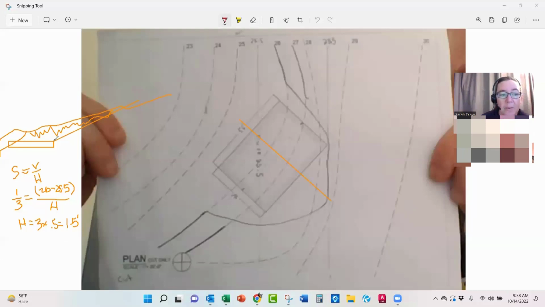So now that we know this data, here's what you need to draw. You need to take your contour 26, and it's going to come just like normal until 1.5 feet from your building. Is that what the 1.5 is saying? Exactly, that's what the 1.5 is. One and a half feet from your building.